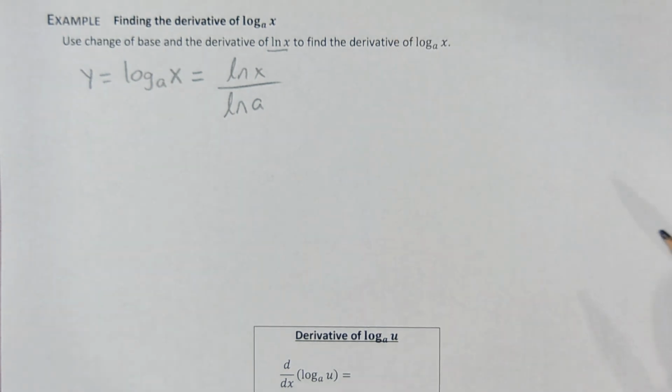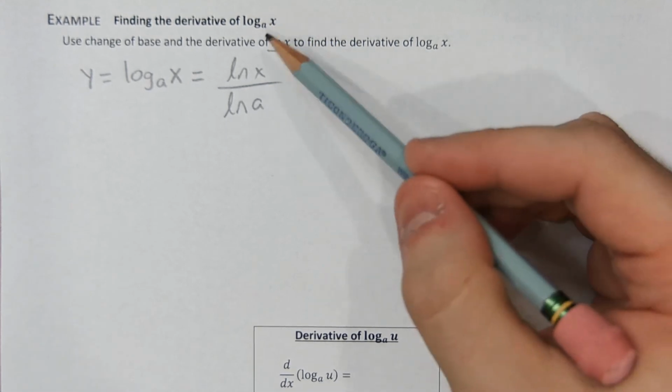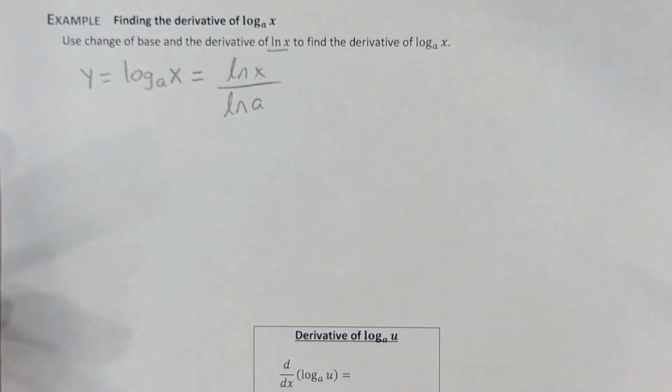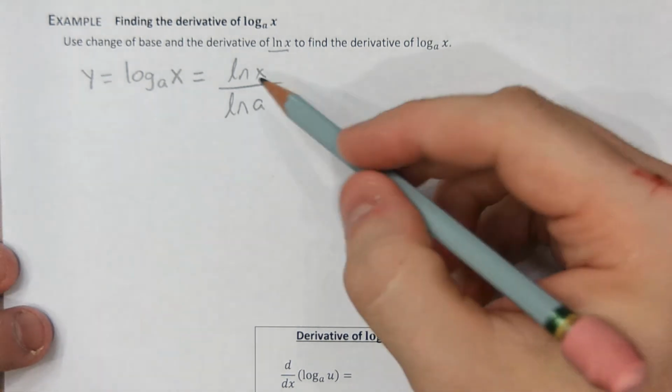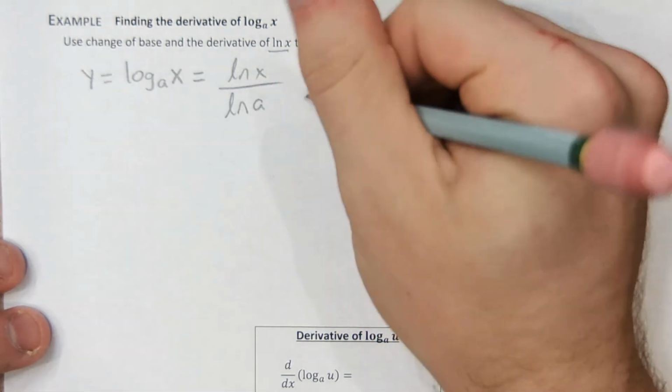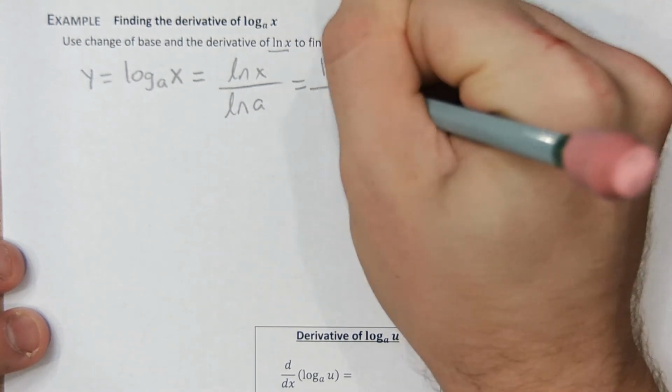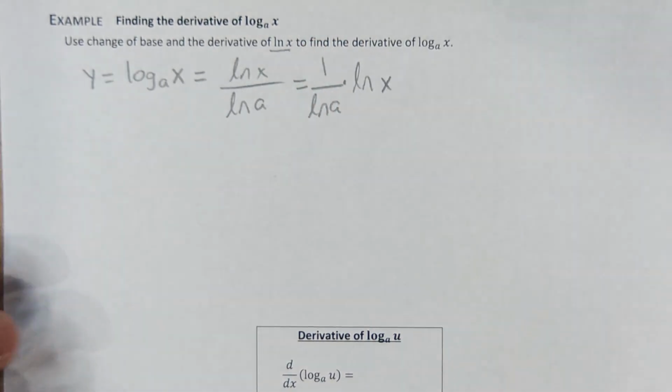Well, guess what? The ln of a is a number. Since a is a constant, the ln of that constant is also a constant. So rather than saying the ln of x divided by some number, I can say the ln of x times 1 over that number. It means the same thing. 5 over 2 is the same thing as 5 times 1/2.